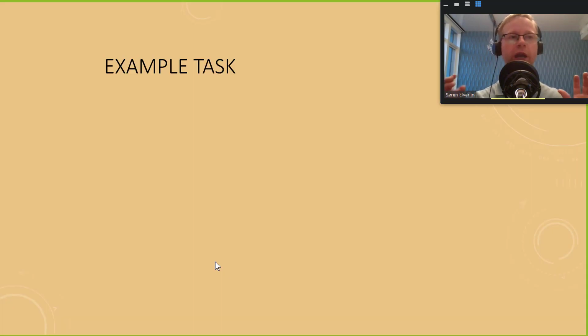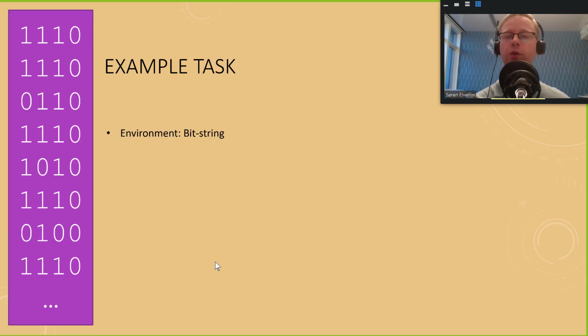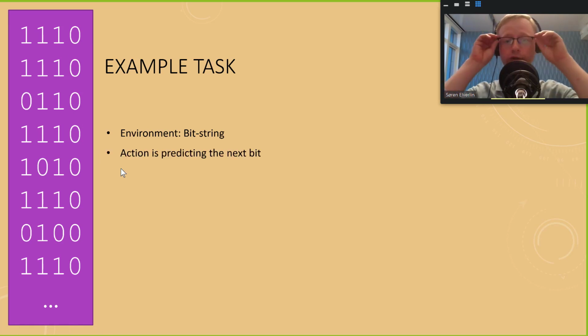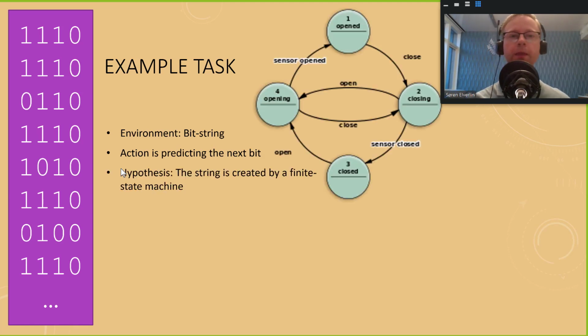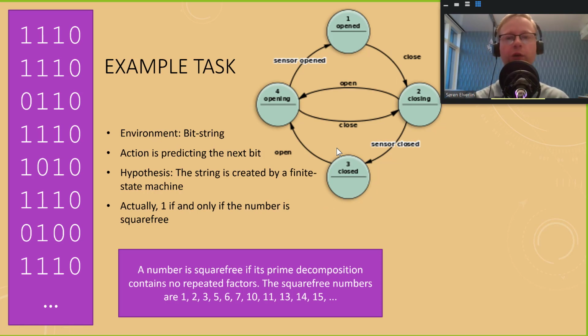And now we get to an example learning task that classical learning theory will fail at. So here we have the environment. It's a bit string. It may look very similar to the one we just saw, and the action that the AI is doing is trying to predict the next bit. It has the hypothesis that the string it sees in the environment is created by a finite state machine, that is, a machine that can be in precisely one of a finite number of states. And it turns out that the environment is not in this hypothesis, because we get a 1 if and only if the number is square-free.